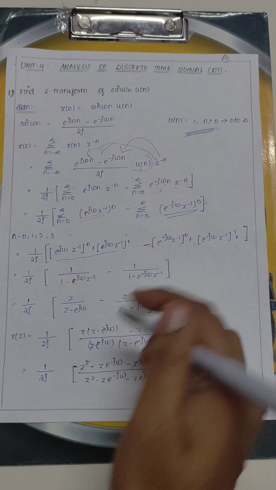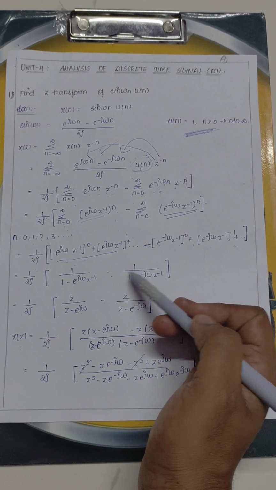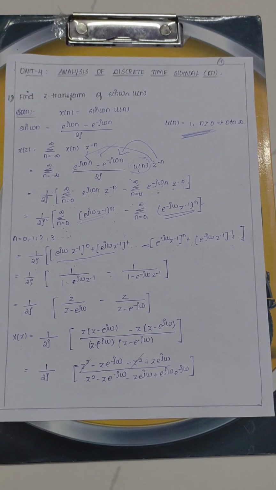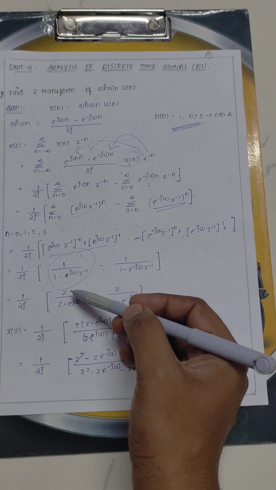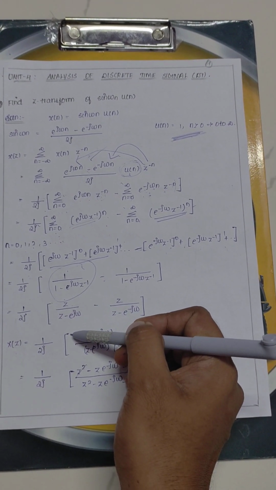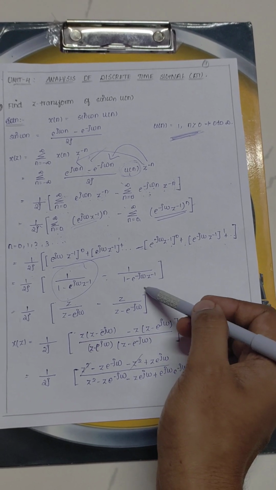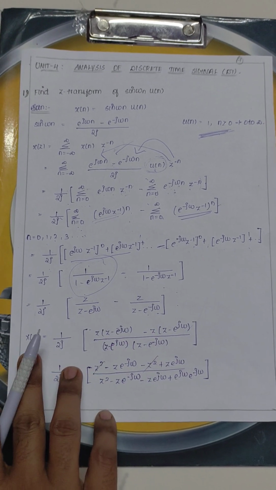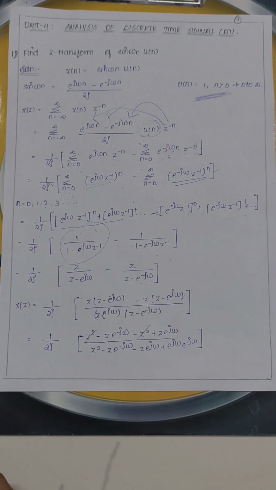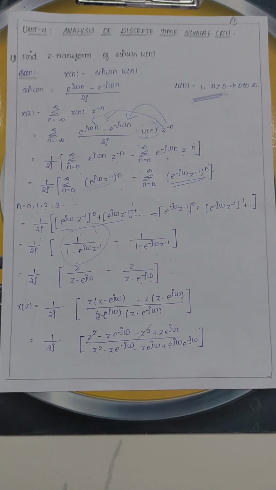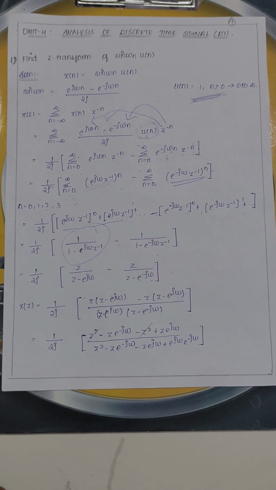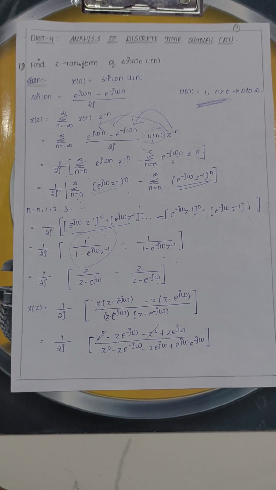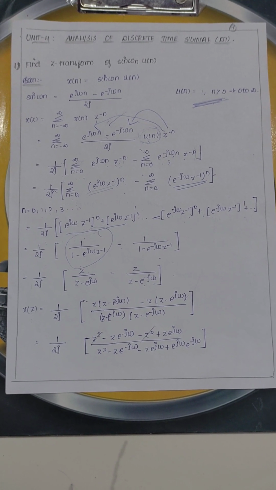Next step, minus, take this minus as it is, 1 divided by 1 minus e power minus j omega z inverse. Now this can be changed and written as z by z minus e power j omega, and z by z minus e power minus j omega. Now X of z equals 1 by 2j, cross multiply, z of z minus e power minus j omega minus z of z minus e power plus j omega divided by z minus e power j omega, z minus e power minus j omega.